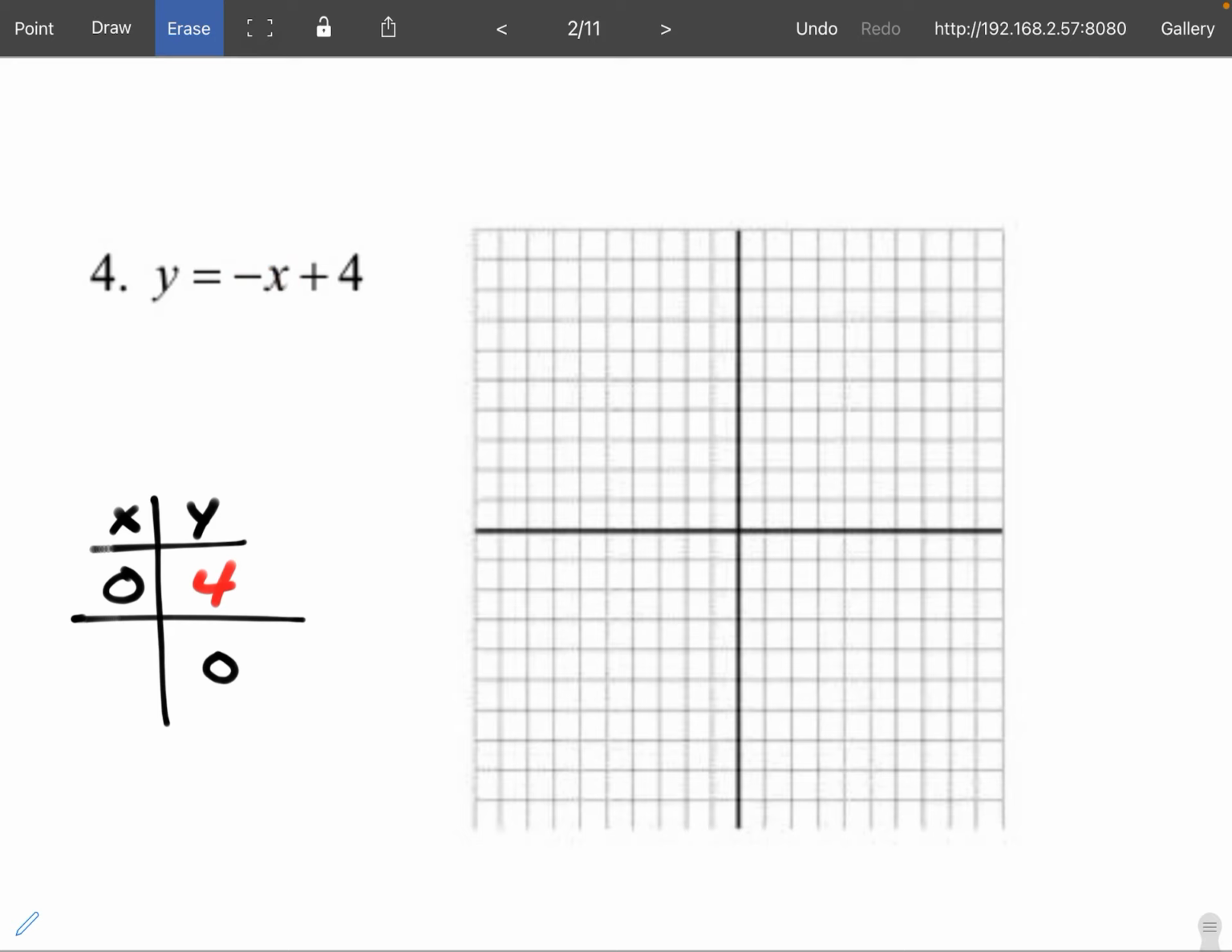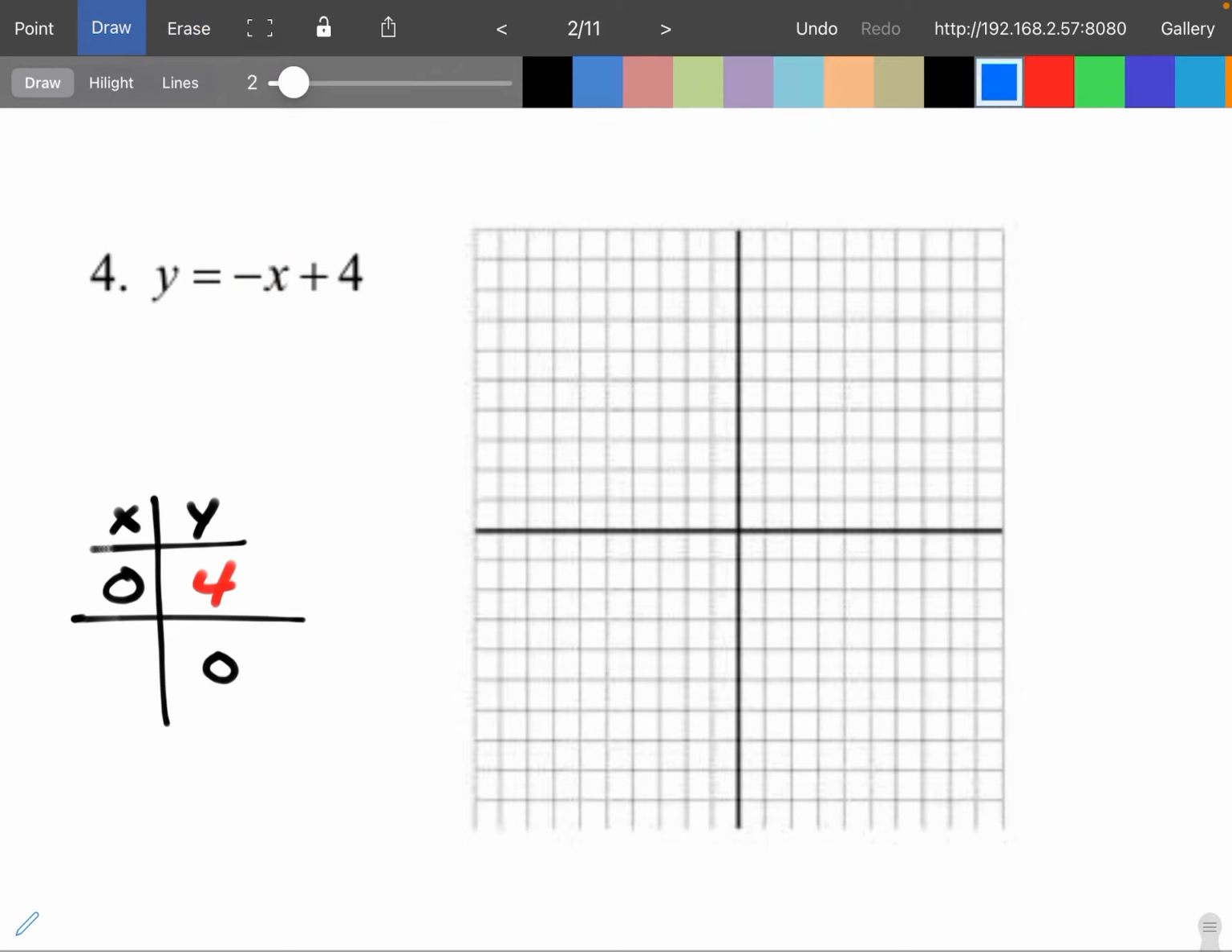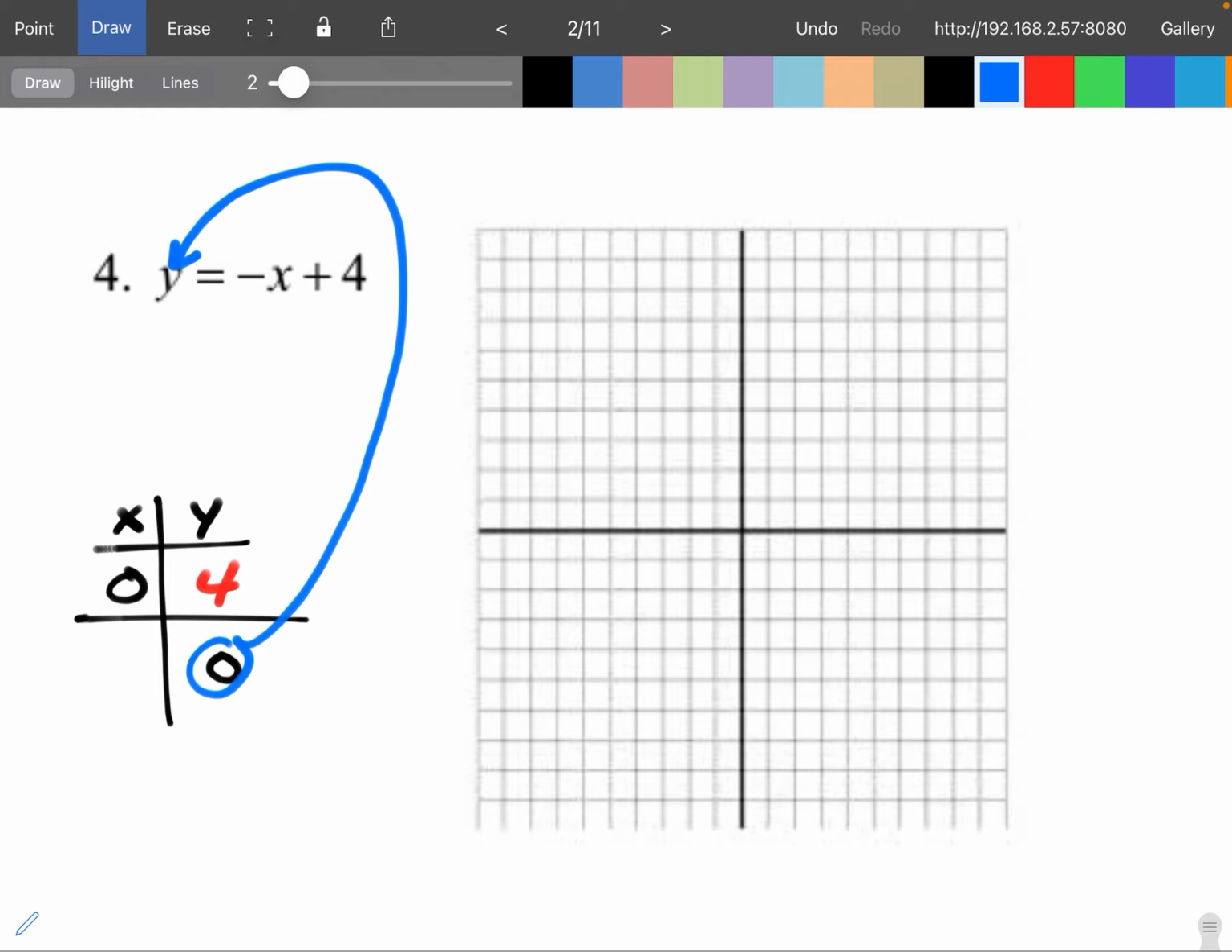All right, this one, if you put 0 in for x, so you put 0 right here. What's the negative of 0? 0. So cover that up. You get y equals what? 4. Yeah. You just get y equals 4.